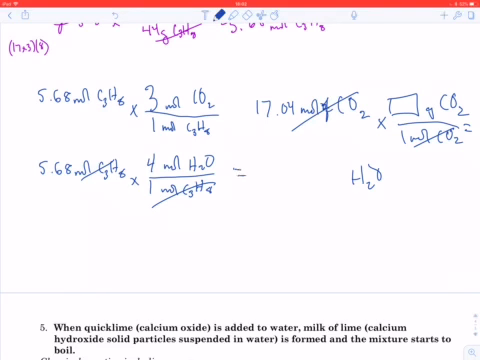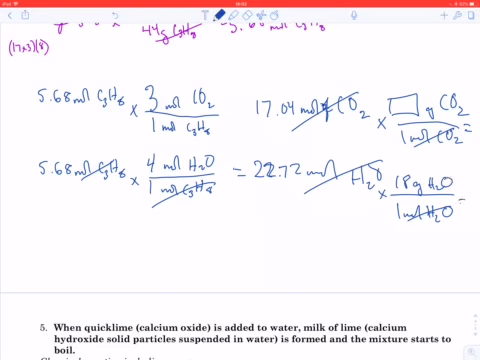So that gives me 22.72 moles of H2O. How do I get that into grams? Well, I have 22.72 multiply 1 mole of H2O, so my units cancel, is 18 grams of H2O. And then I have some number of grams of H2O.